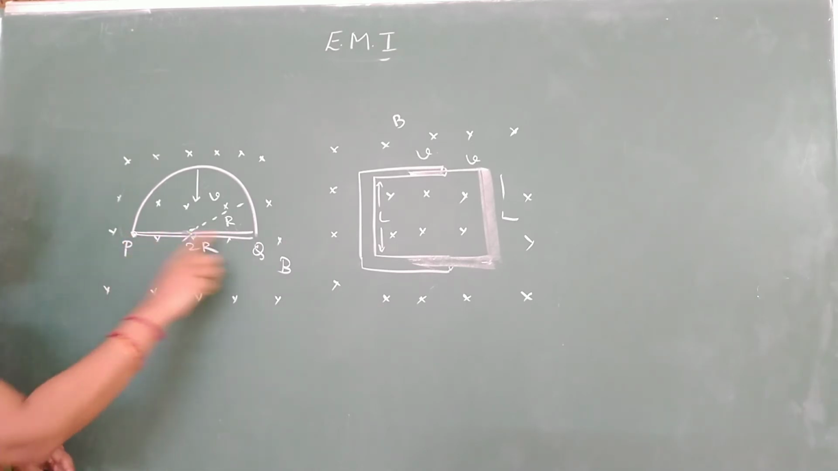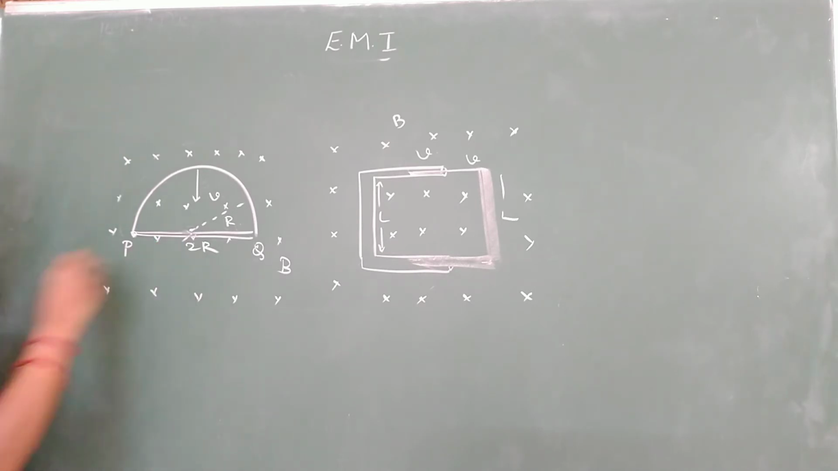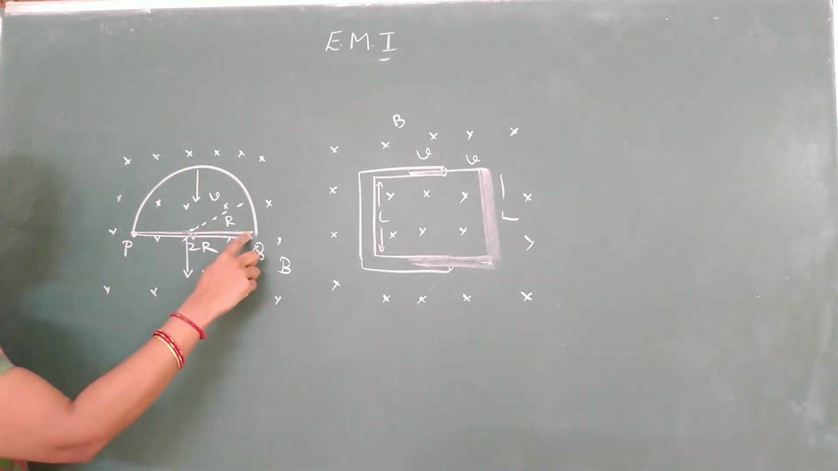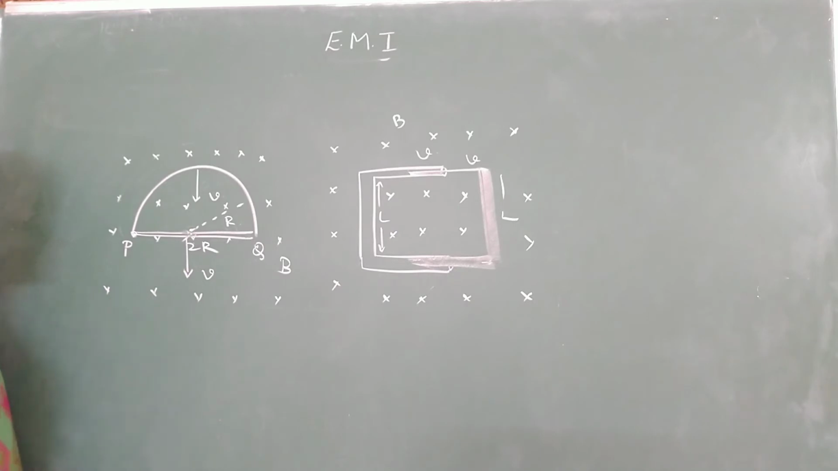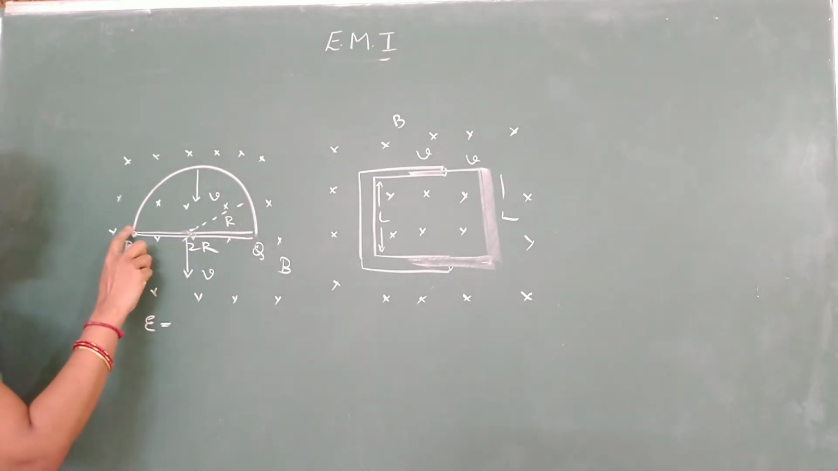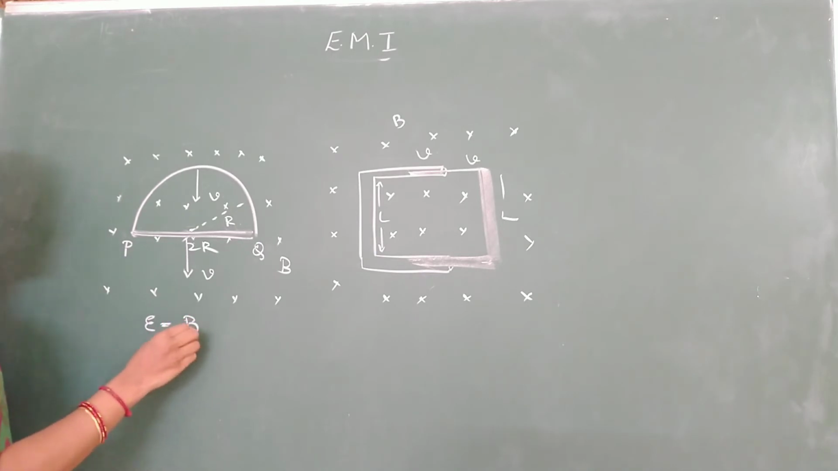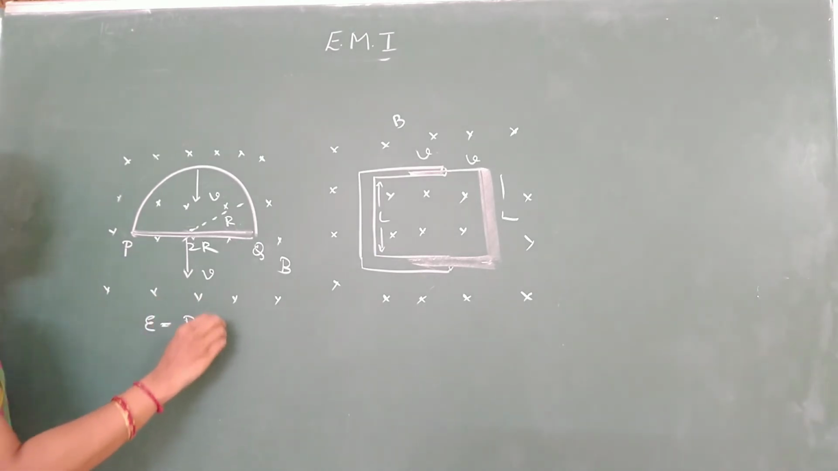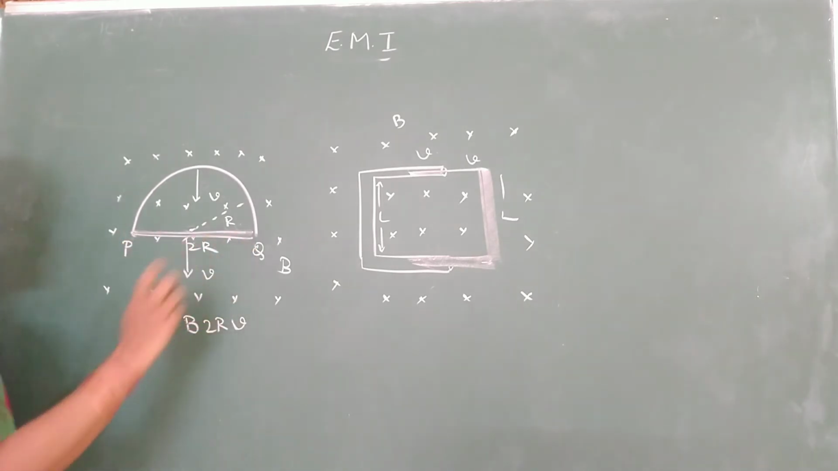If the length of the rod is 2R, the magnetic field is into the plane of the board and it is falling down with a velocity v. Length is in the plane of the board, field is perpendicular to the plane of the board, and velocity is in the perpendicular, downward direction. So what should be the induced EMF in this semicircular rod? Same as the induced EMF in PQ, that is B into L. The length of the conductor is 2R. With what speed is it falling down? V. Which end is positive?